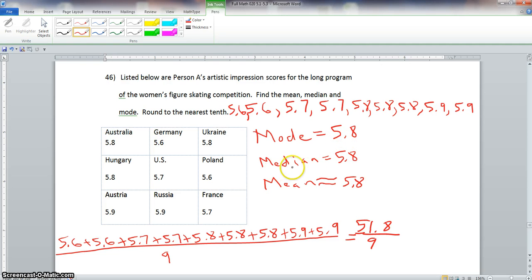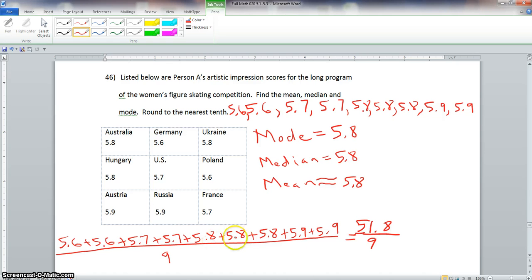That's our mode. Now we go to our median. We have 9 numbers here, so all we have to do is go to the 5th number, which happens to be 5.8 as well. Now with the mean, we have to go through a different process.